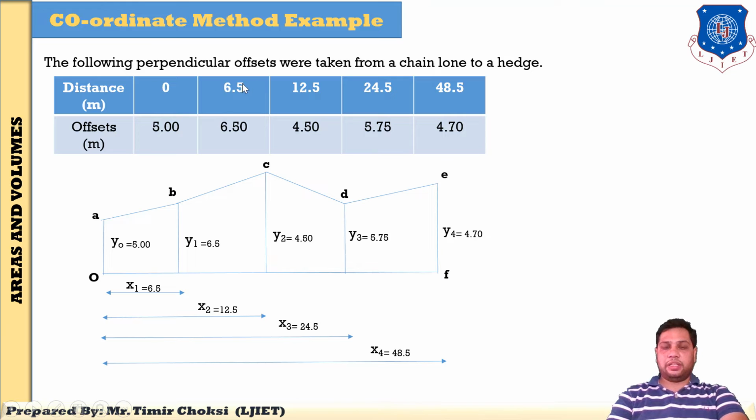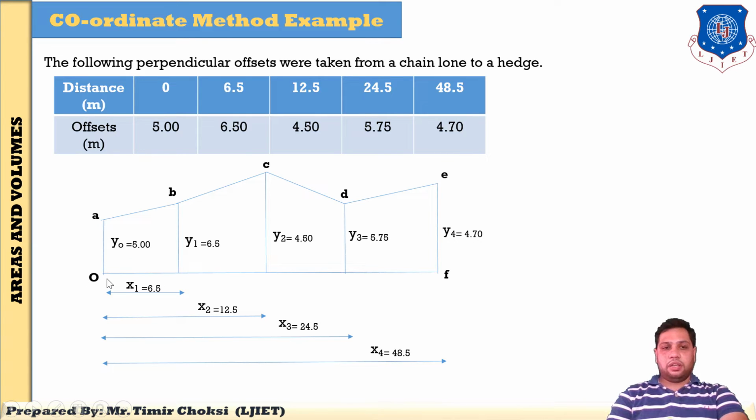So you understand this type of example is based on the coordinate method. Offset is given. Now next, first draw the figure. You know that there are points A, B, C, D, E, F and O.